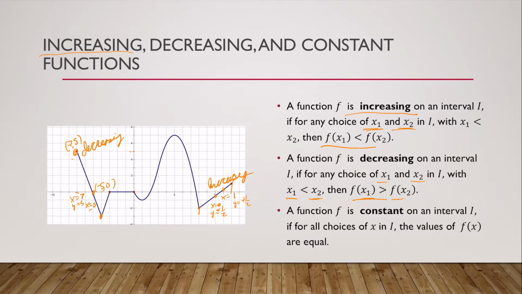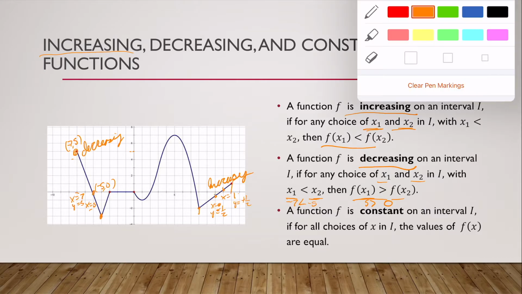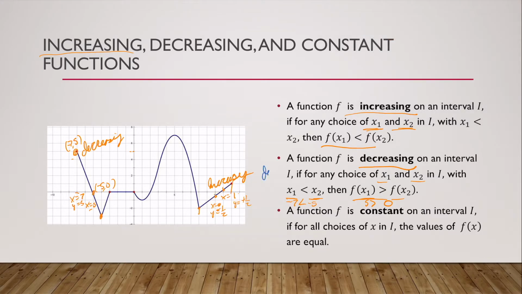This is a decreasing function because my x value -7 is less than -5, and 5 is greater than 0. I always like to look at this and see, is it going downhill? Downhill means it's decreasing. Let's put in some nomenclature. Downhill means it's decreasing. Uphill means it's increasing. Constant means it's flat, right? So this is where it's constant.